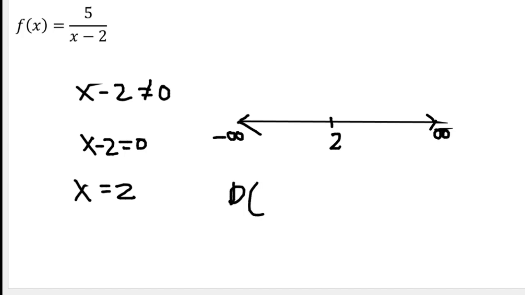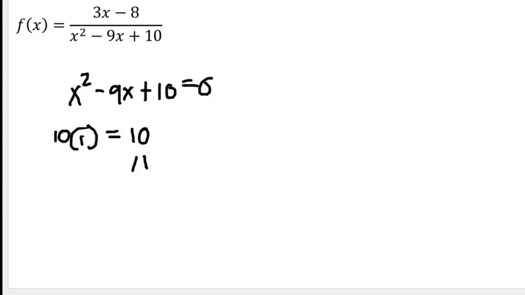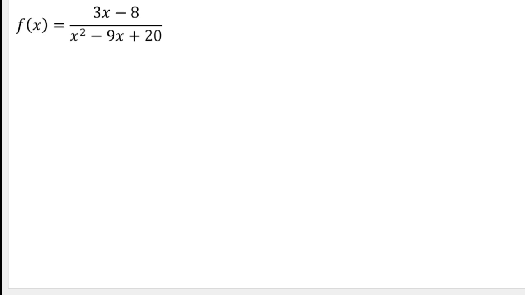Now we're just going to read from left to right. That's negative infinity to 2, union 2 to infinity. So this is the domain of this rational function. Now, let's try this one.